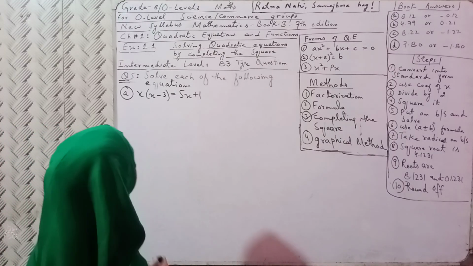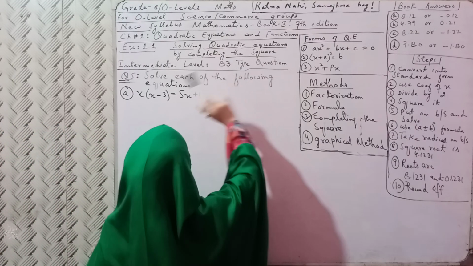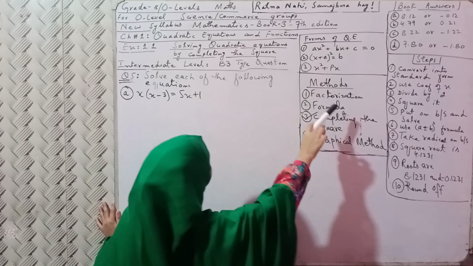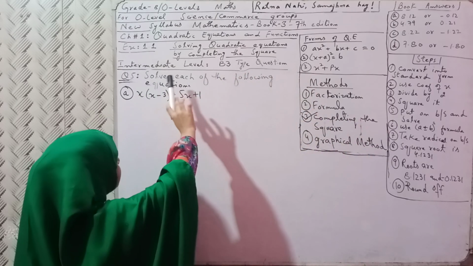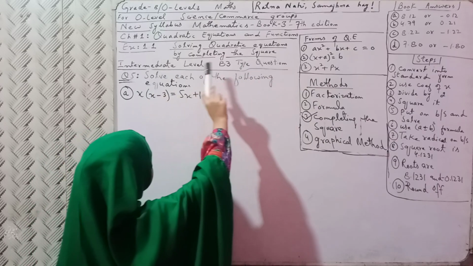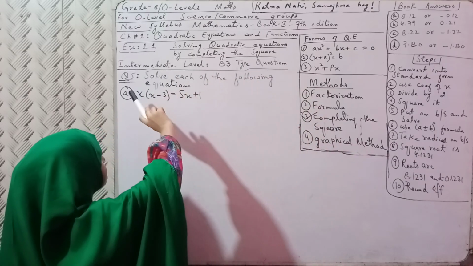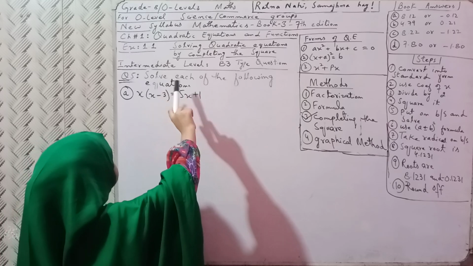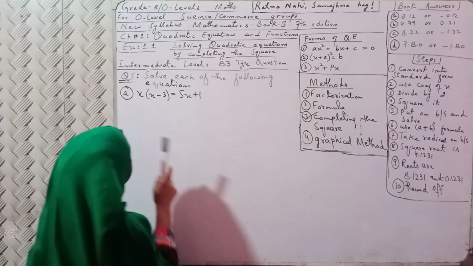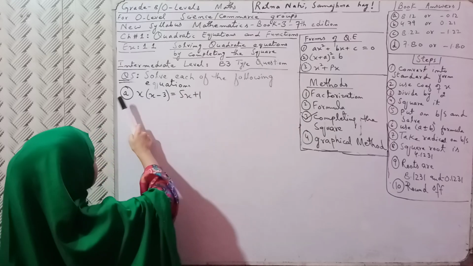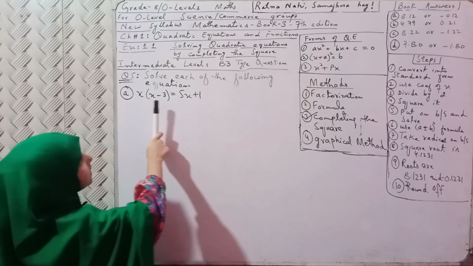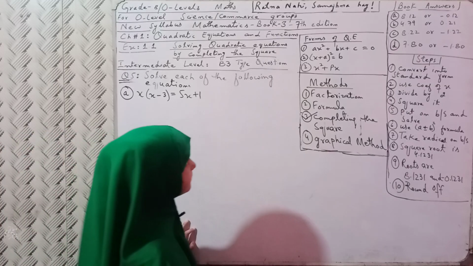Today we are going to learn grade 8 all maths for all science commerce group, new syllabus, mathematics book 3, 7th edition, chapter number 1, quadratic equation and functions. Exercise 1.1, solving quadratic equations by completing the square, intermediate level B3 type question. Question number 5, solve each of the following equations.